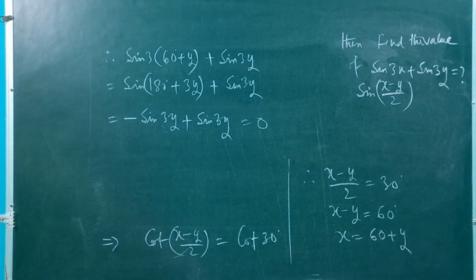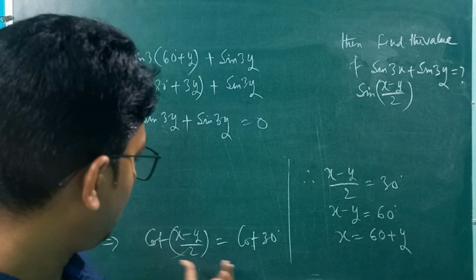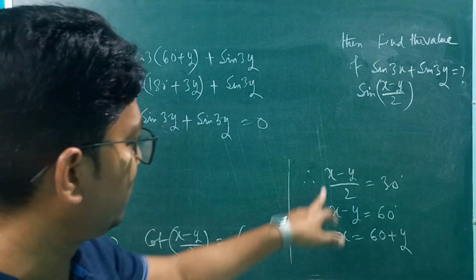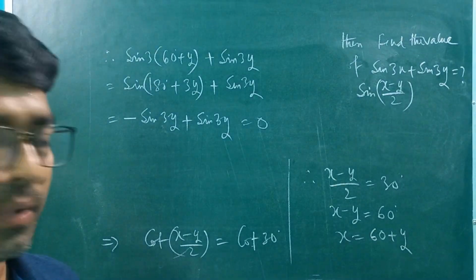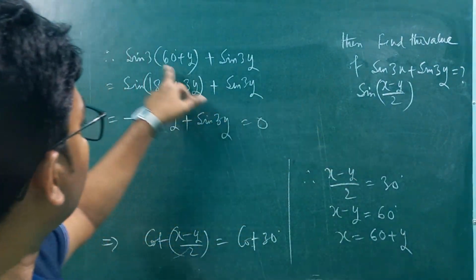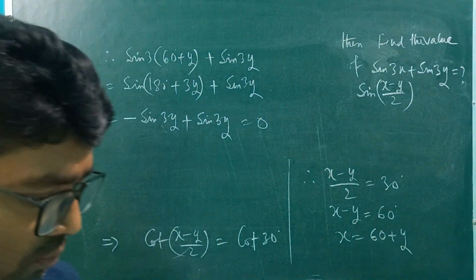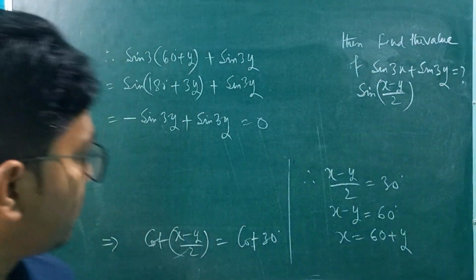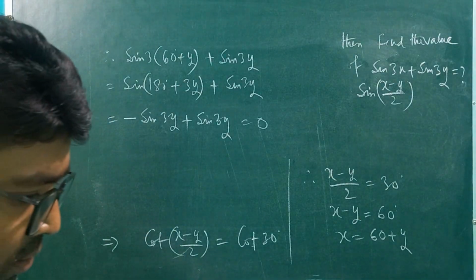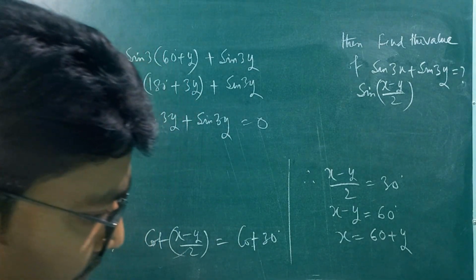So clear to everyone? We just calculate from the given condition the relation between x and y, and we apply the value of x in our given expression, and we will get the result as 0. So now for the sixth problem.